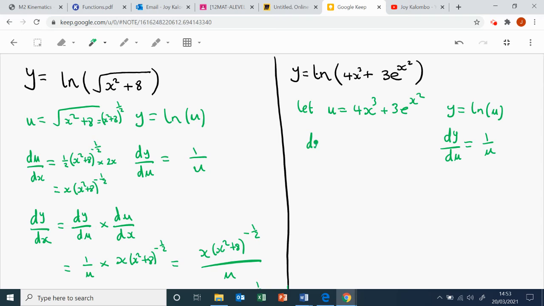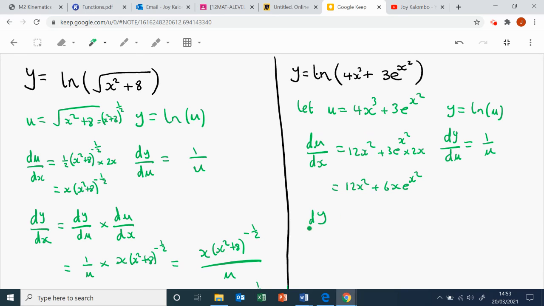And we have du dx is equal to, well, this part becomes 12x squared plus, here we have a function within a function. So e to the power of something differentiates to e to the power of that something, multiplied by the derivative of the x squared, which is 2x. Again, I'll post the link to one of my previous videos, just to clarify if more clarification is needed. So that's 12x squared plus, and that becomes 6x e to the x squared.